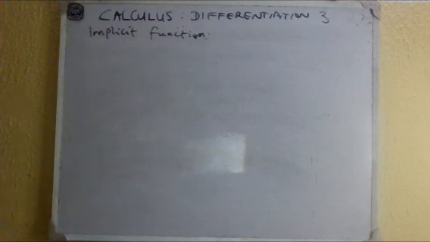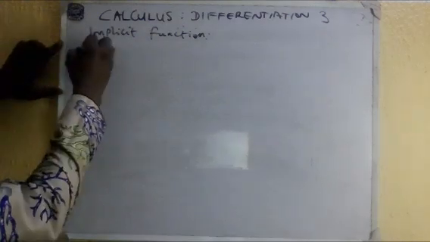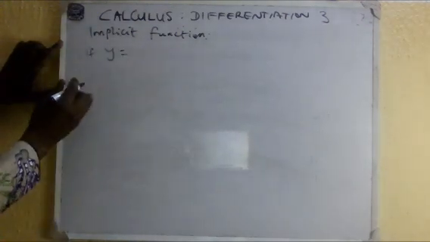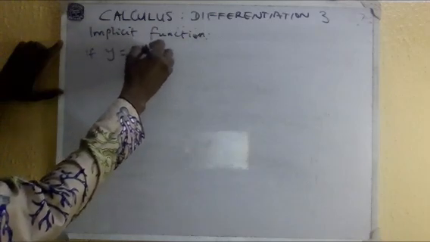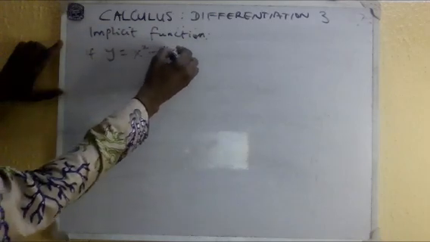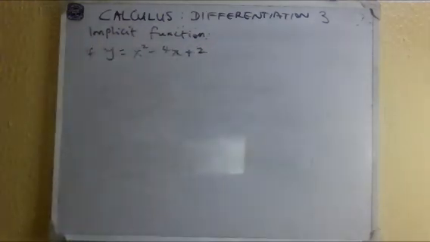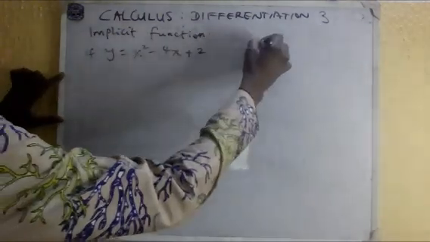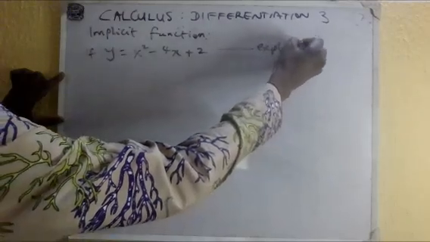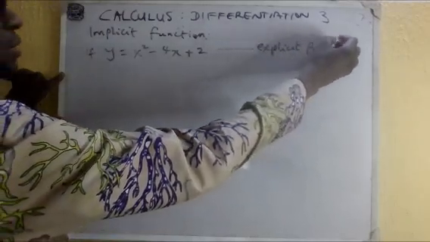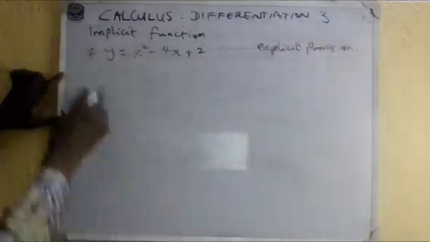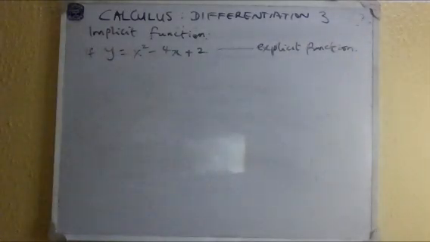Okay, I'm just speaking grammar. If for instance, I have y is equals to x squared minus 4x plus 2, this is an explicit function. Explicit in the sense that y is outside. But if you have a function where x and y are intertwined, they are mixed, such that to separate them will be difficult.